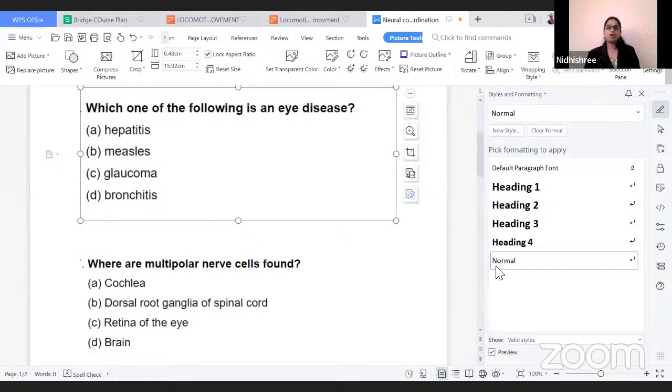So Nuhu Sayyed option C, Kanchana Raj option B, Shamita option D, Preeti option C, Parvati option D. Okay, Nuhu Sayyed voted first as correctly option D, that is dorsal root ganglia of spinal cord.